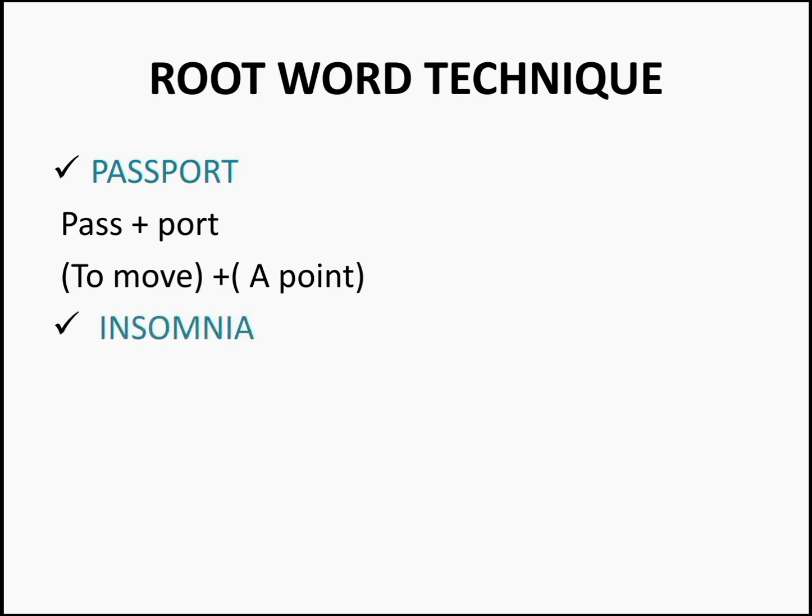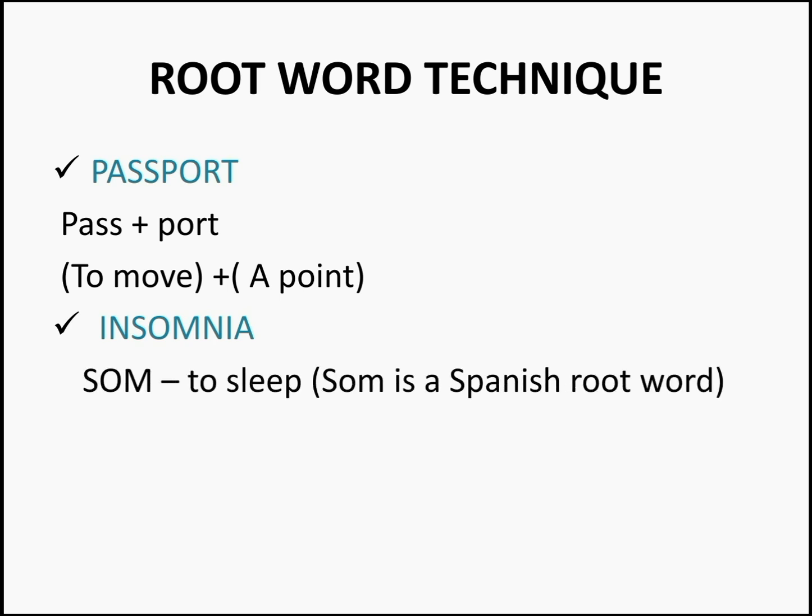Now, look at the second word, insomnia. If you haven't come across this word earlier, then by guessing its root word, you can very easily identify its meaning. See, you have the root SOM, which is a Spanish word, which means to sleep. Whenever you see these 3 letters SOM coming continuously in a word, then you can understand that this word is somehow related to sleep. Thus, insomnia means the inability to sleep.